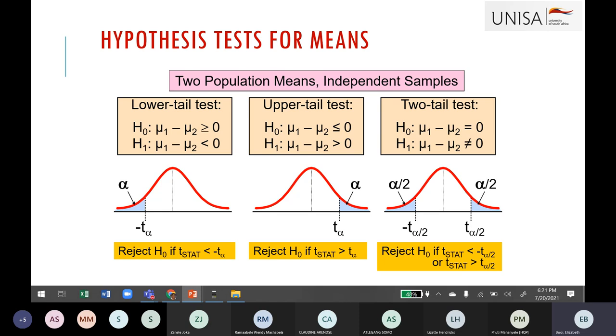In your module, I think most of the time you use the p-value, and the decision for the p-value, we always state that if your p-value is less than alpha, which is your level of significance, then we reject the null hypothesis. So you can make a decision based on the p-value and the alpha, or we can make a decision based on the critical value and the test statistic to get to the same decision as well.